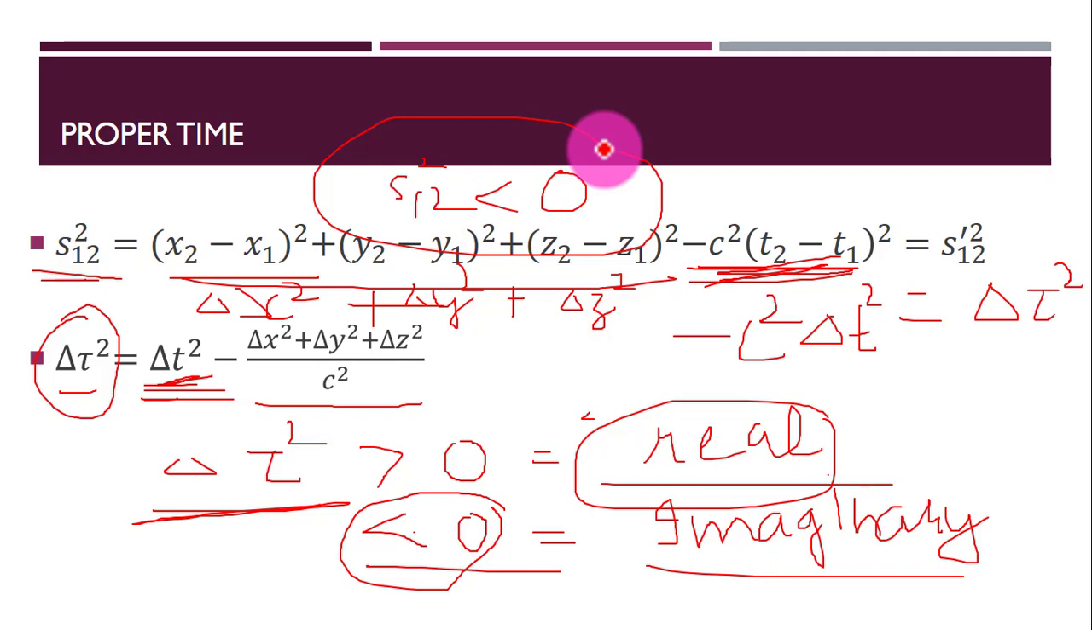But remember, for the time-like interval, the proper time is going to be real, and for the space-like interval, the proper time is going to be imaginary. So whatever notation you choose, always define proper time, and from proper time you can find out whether S12 square is positive or negative for the space-like interval. It can be positive or negative, but proper time should always be real for time-like intervals.